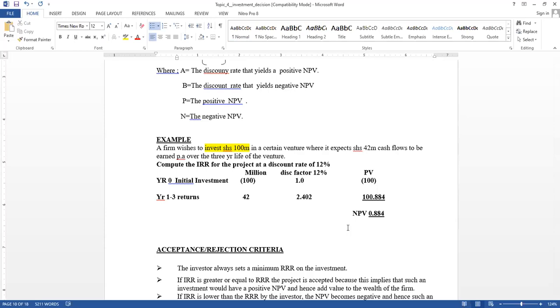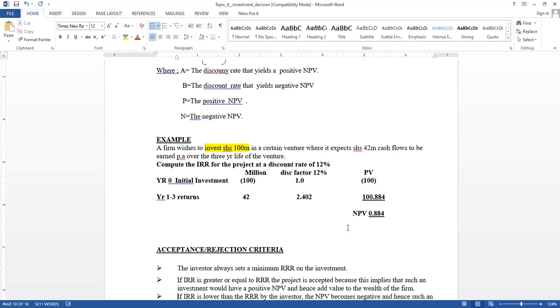But then I want that negative NPV, that discount rate that will yield a negative NPV. Of course, I'm going to estimate. And if 12 has given me a positive, that means that if I increase my rate further, it may give me a negative NPV.